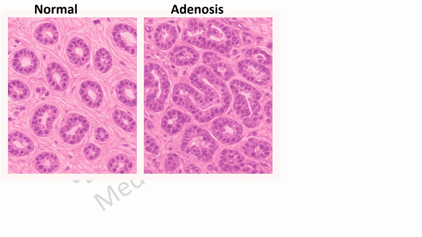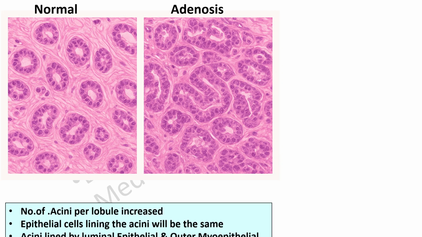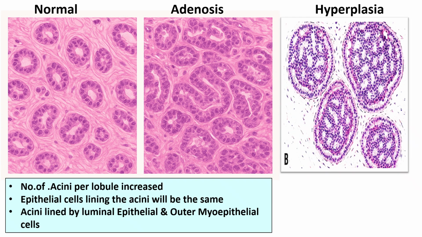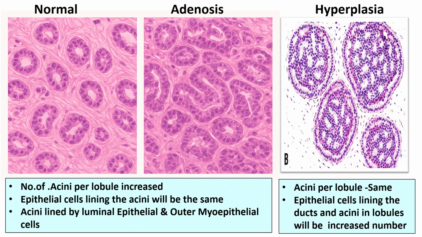The same thing explained here. Towards the left, you are able to see the normal breast tissue lobule with acini. In adenosis, there is increase in the number of acini, but the epithelial cells lining the acini are double layered only. So the number of acini per lobule are increased, and the epithelial cells lining the acini will be the same, that is inner luminal epithelial cells and outer myoepithelial cells. In case of hyperplasia, so it is atypical ductal hyperplasia. Here what is happening, acini per lobule remains the same, but the epithelial cells lining the ducts and acini in lobules will be increased in number.